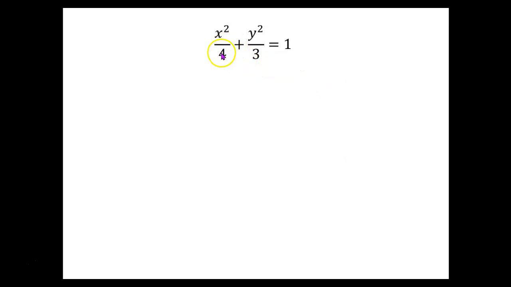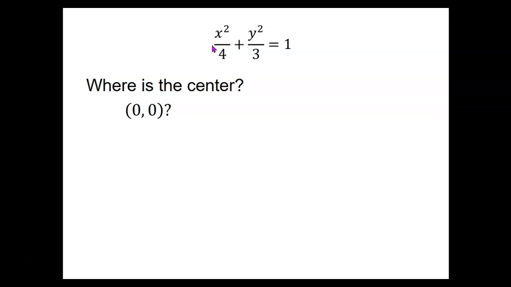So can you see where the center of this ellipse would be? The x and the y don't have anything subtracted from them. So the center is just at the point 0, 0. Right? And where is the major axis?